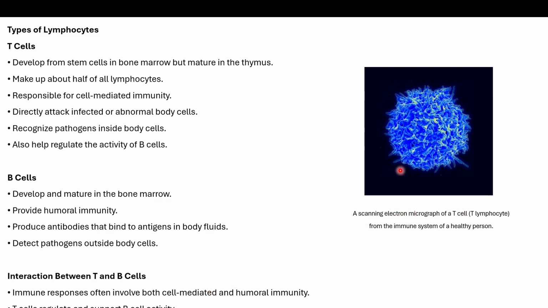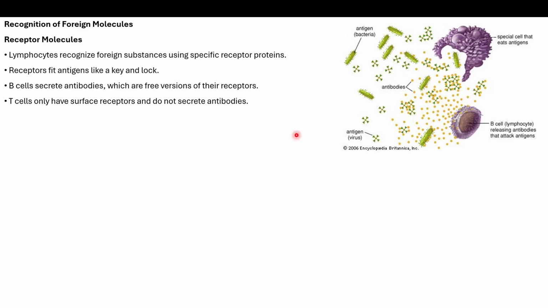I mean a T lymphocyte from a healthy person. So it hasn't yet engaged with any foreign pathogen. So, recognition of foreign molecules. How are these pathogenic molecules recognized by these cells and the immune system?